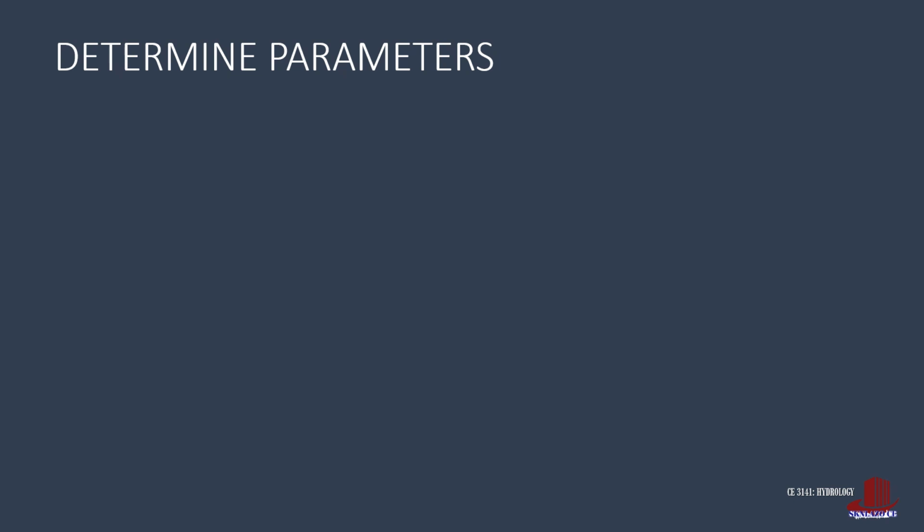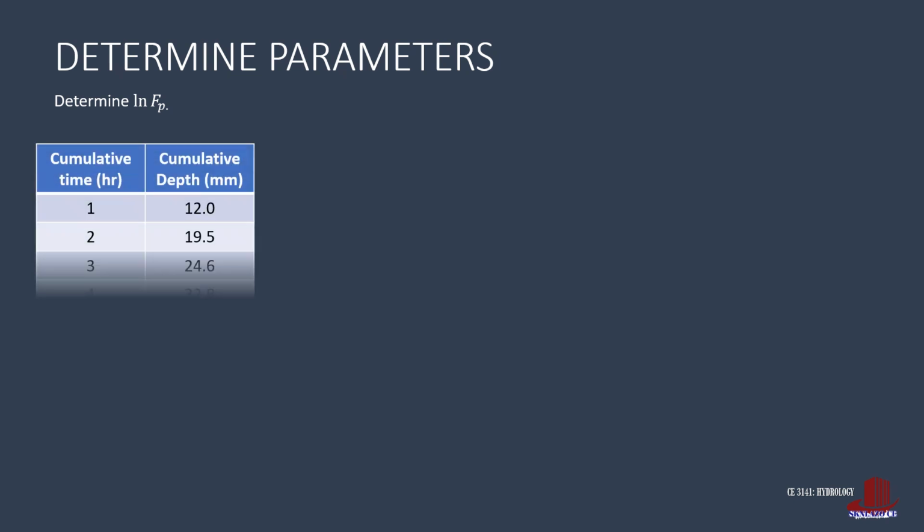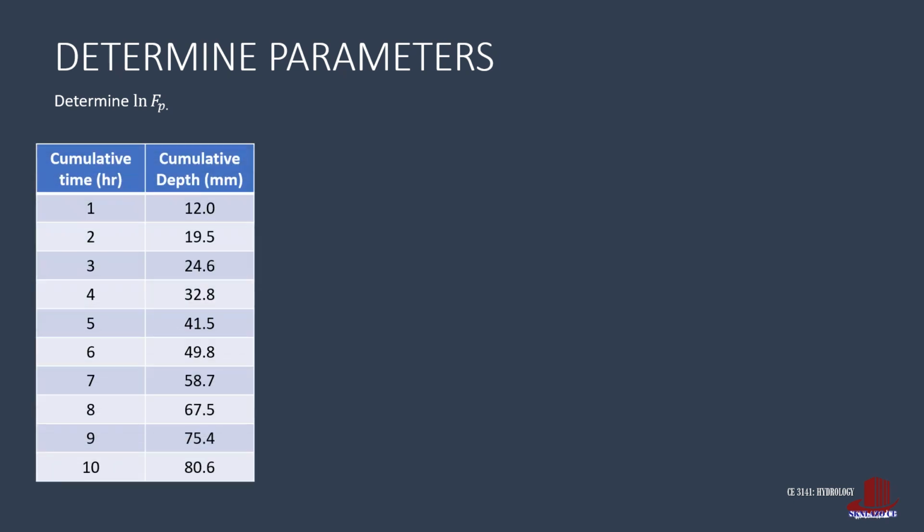So let's create the x and y parameters, starting with y, which is equal to ln of f sub p. What we are provided is the table for cumulative time and cumulative depth. From this, we look for ln of f sub p, but the infiltration capacity, small f sub p, is the ratio of the incremental depth and the incremental time.